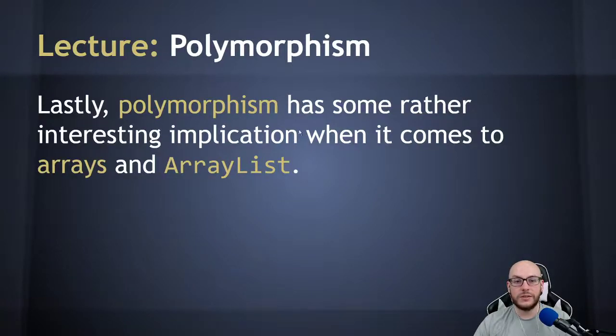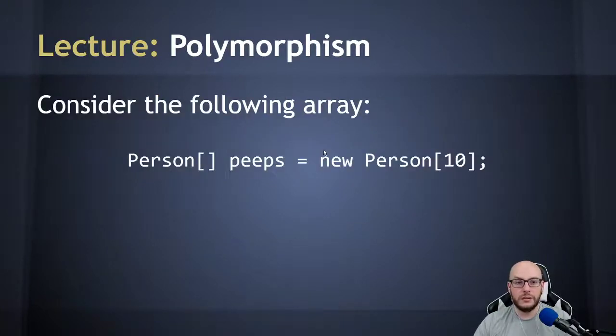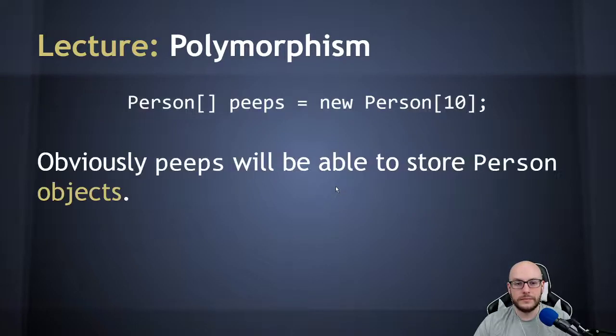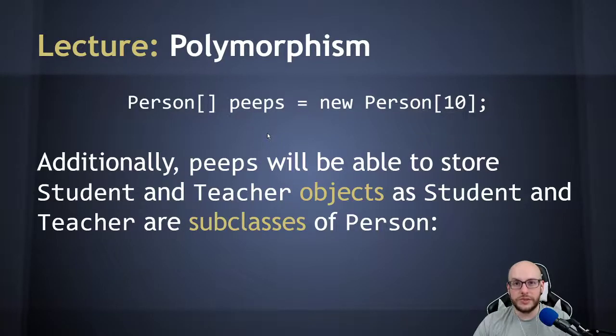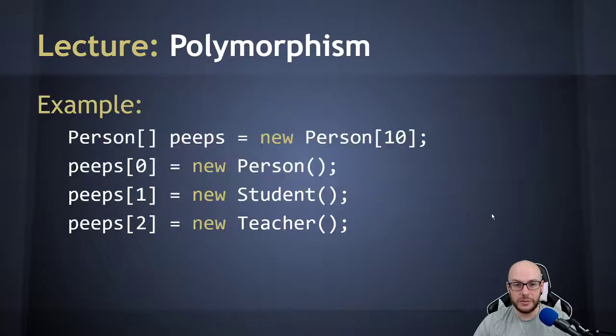Polymorphism has some rather interesting implications when it comes to data structures, arrays, array lists. Consider a person array. Obviously, this person array will be able to store person objects. Additionally, thanks to inheritance and polymorphism, this person array will also be able to store student and teacher objects as they are subclasses of person. We're actually going to do this.